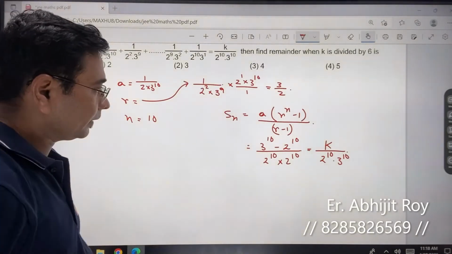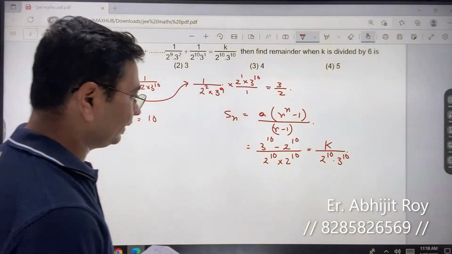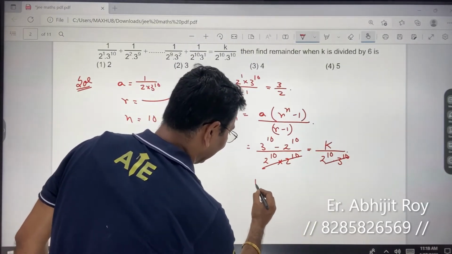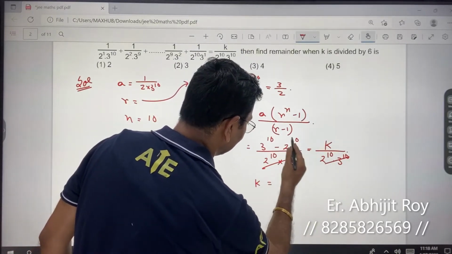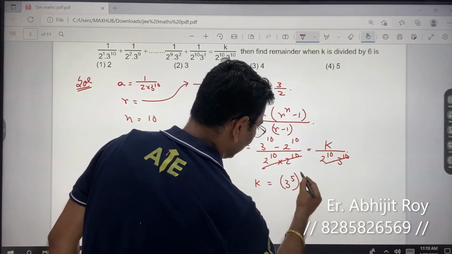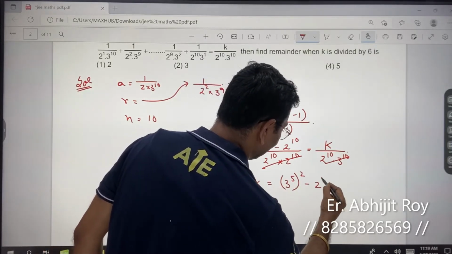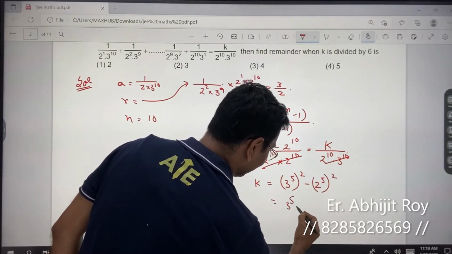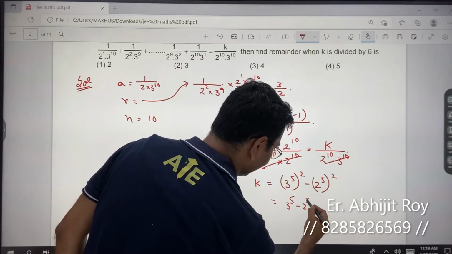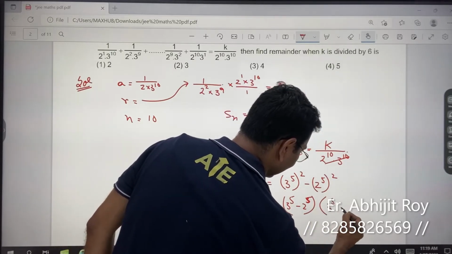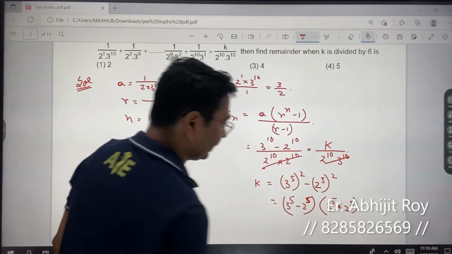Okay. So here if you look, this cancels and I will be left with a K which is nothing but 3 to the power 5 whole square minus 2 to the power 5 whole square, and that is 3 to the power 5 minus 2 to the power 5 times 3 to the power 5 plus 2 to the power 5. Just have a look.